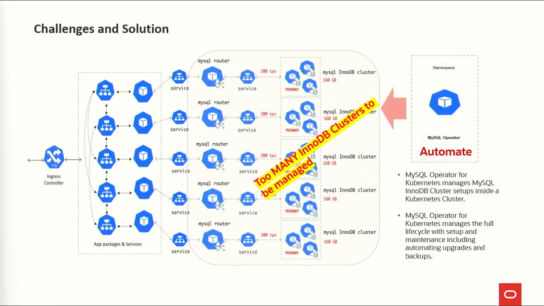And come back to the previous design. If we have a lot of InnoDB clusters in Kubernetes, then practically we cannot easily manage them because there are too many InnoDB clusters. So we come up with the MySQL operators to help us automate the entire lifecycle process for the InnoDB cluster running on Kubernetes. The value of the MySQL operators is basically to operationalize the management and lifecycles of the InnoDB clusters running on Kubernetes.